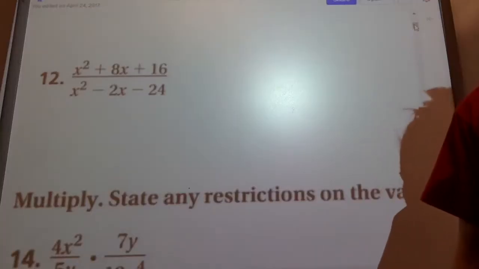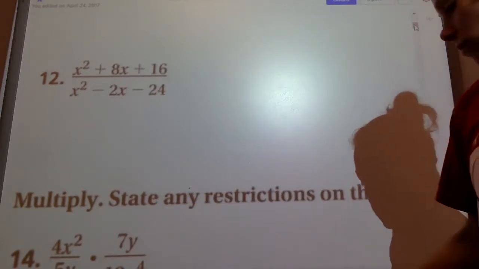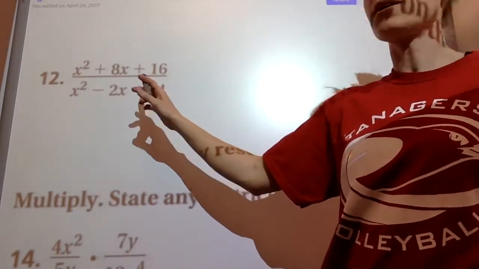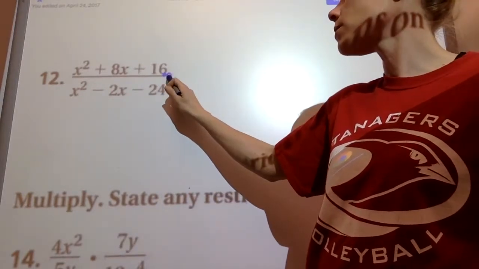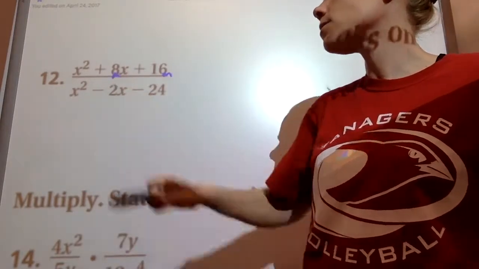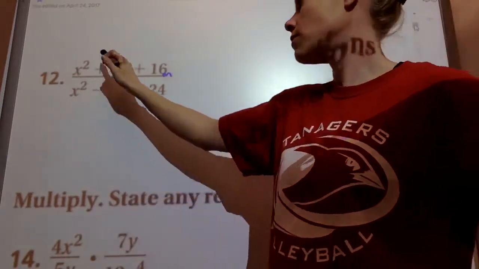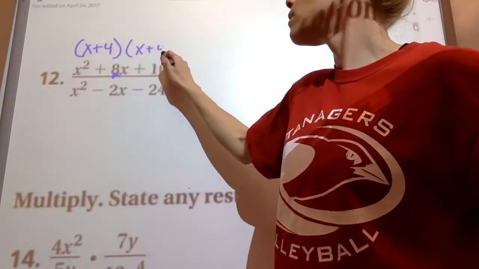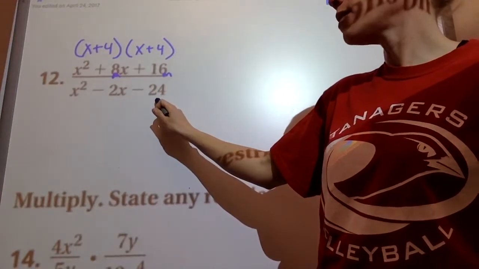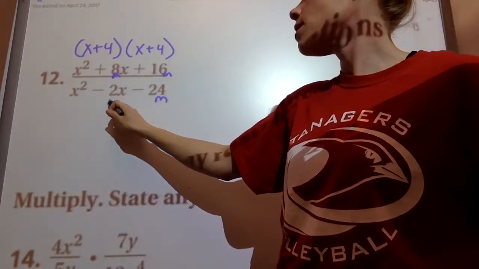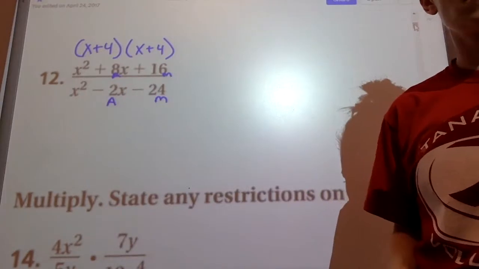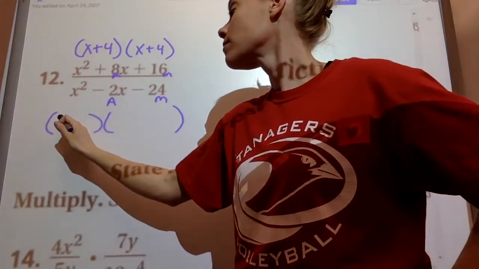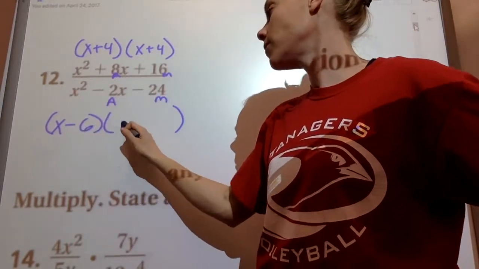My first step, let's factor. This is 3 terms, it's a trinomial, so this is where I say, okay, what do I multiply equals 16, but add equals 8? 4 and 4. What do I multiply equals negative 24, but add equals negative 2? Negative 6 and 4. Good.